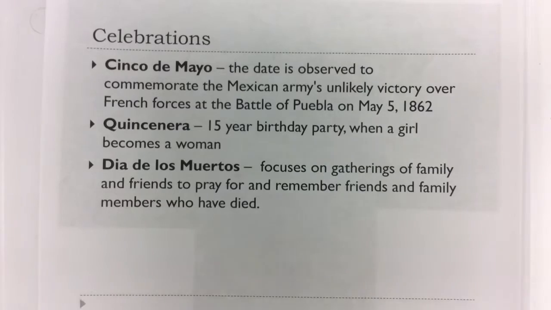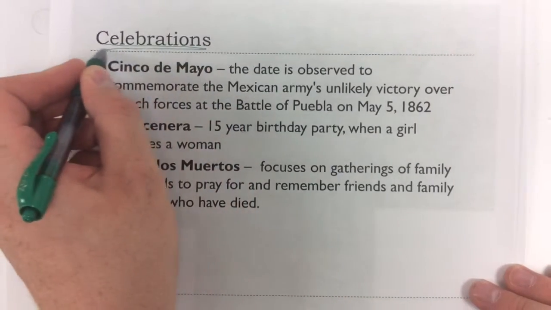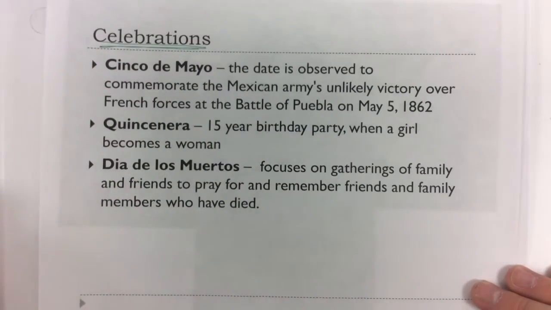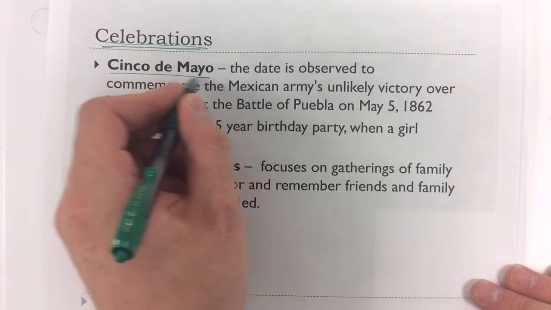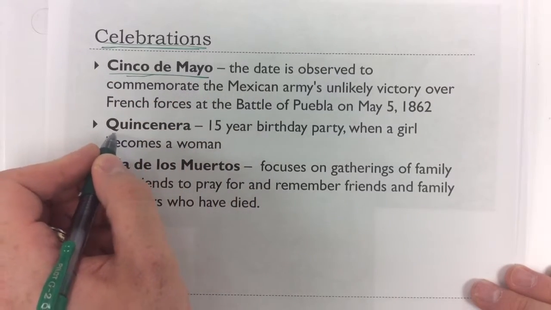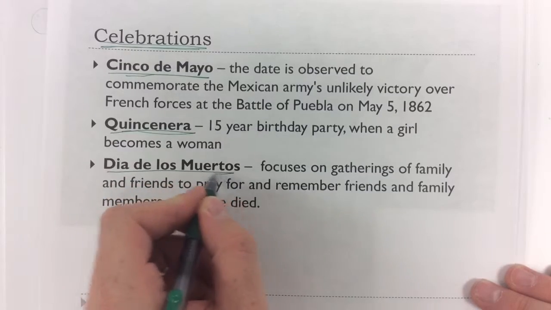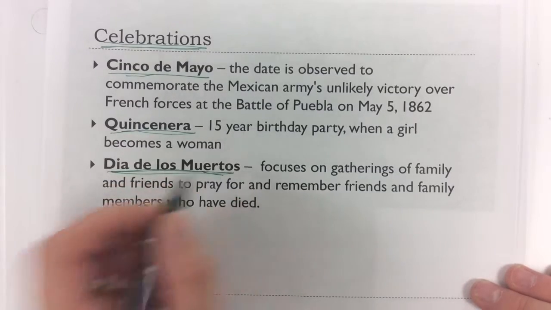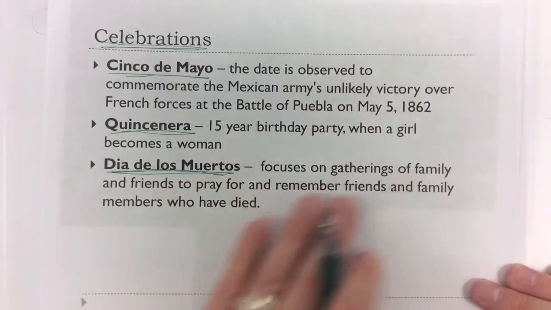So the first thing that we should write down is celebrations by one of those lines. It does not matter which one you write it by, but write down celebrations, and we need to list these 3 celebrations. It's Cinco de Mayo, Quinceañera, and Dia de los Muertos. Okay, so you're going to copy down those things.